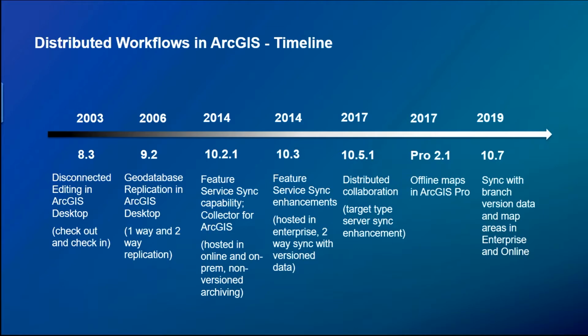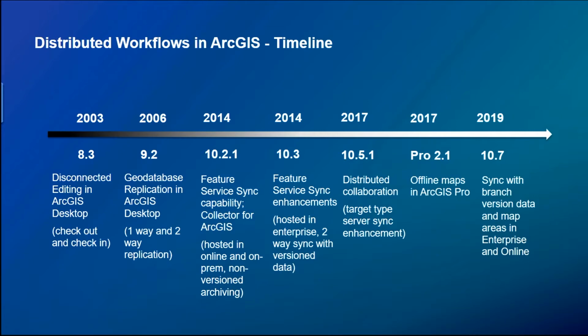So I had a little bit of fun putting this slide together. This is the progression of releases and milestones that we've had for the Geodatabase replication and the sync capability within our products. So starting in 2003, way back at 8.3, we released disconnected editing in ArcGIS Desktop. That allowed you to take your enterprise geodatabase data, check it out, make edits, and then check it in. If you wanted to do more, you had to recheck out, make edits, check in again.